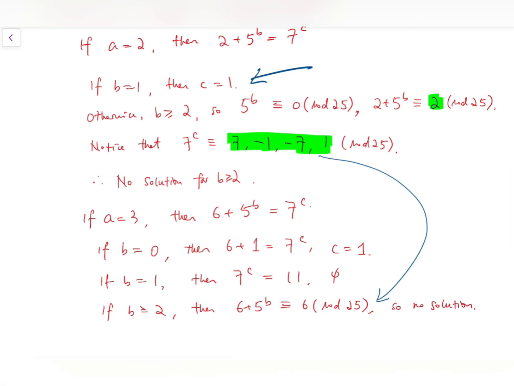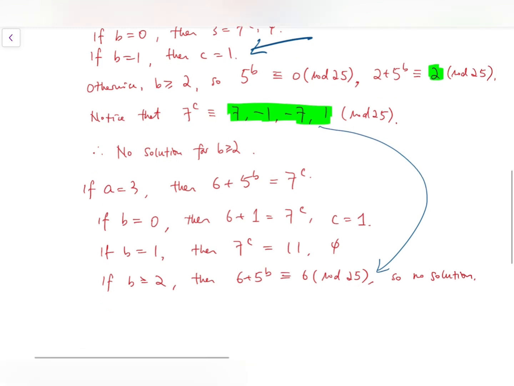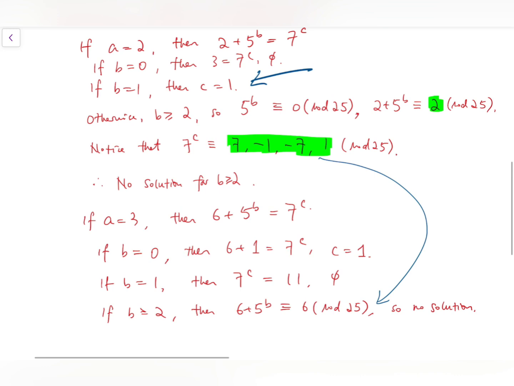In fact, I should also check the b equals 0 case above. But of course, there's no solution. I just add the line to make the solution complete.